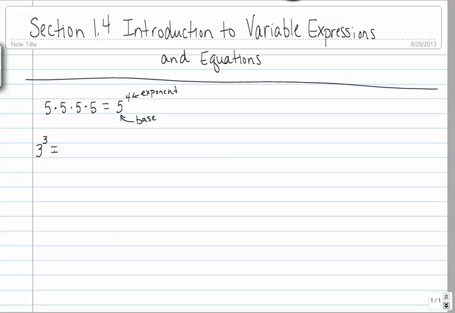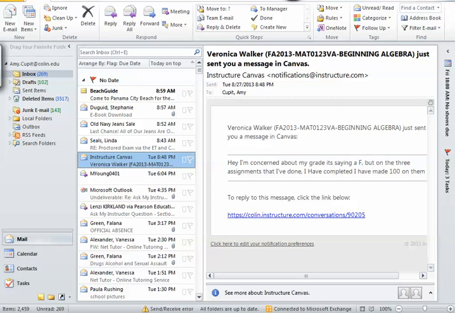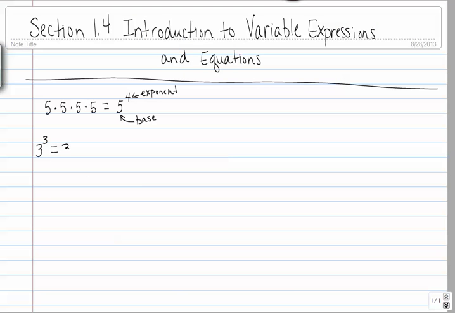All right, so we'll look at this example, 3 to the 3rd power. Okay, if you're asked to evaluate 3 to the 3rd power, you know that means that you're multiplying 3 times 3 times 3. So that would equal 3 times 3 is 9, and 9 times 3 is 27. So that would equal 27.